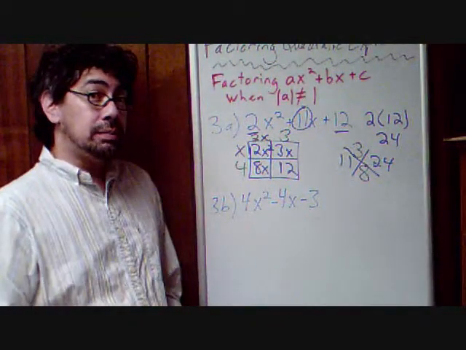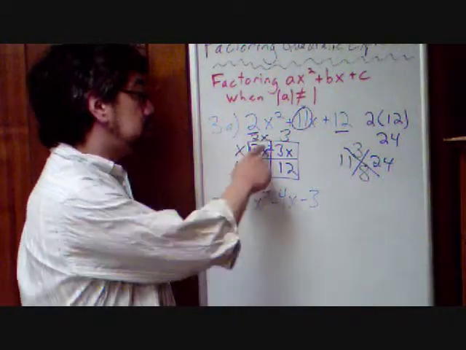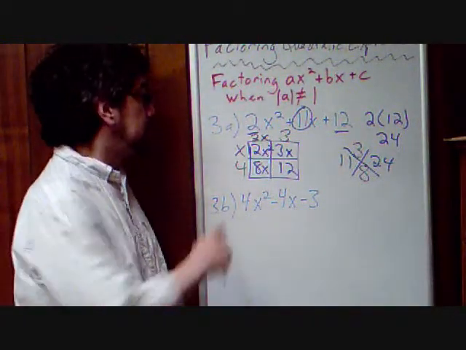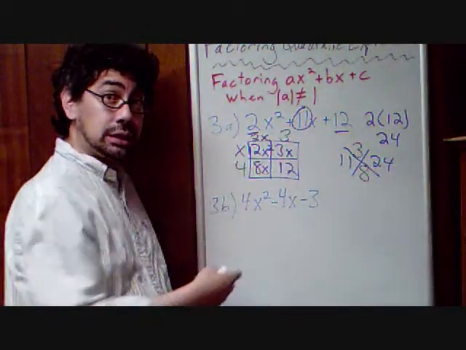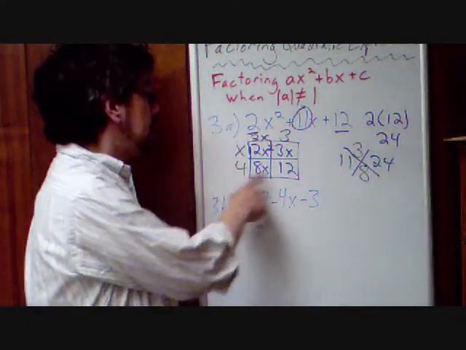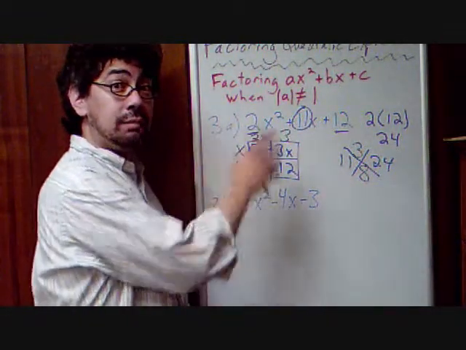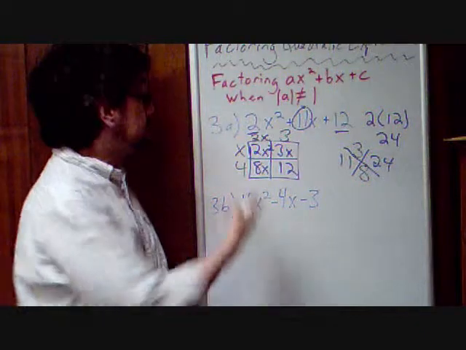Now the box method makes it very easy for you to check your work. Is x times 2x 2x squared? Well, yeah. Is x times 3 3x? Yeah. Is 4 times 2x 8x? Indeed. And 4 times 3 12? Yes, it is. So I actually already have my work already checked right there in front of me.